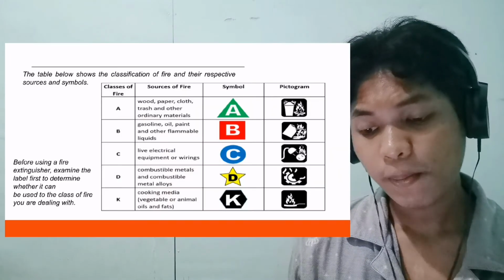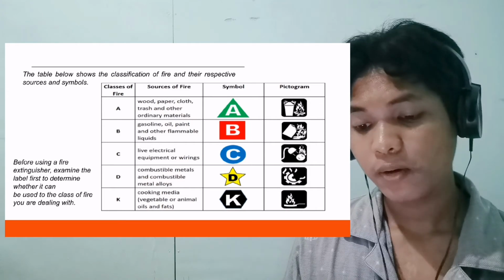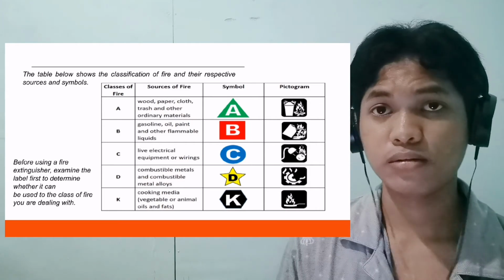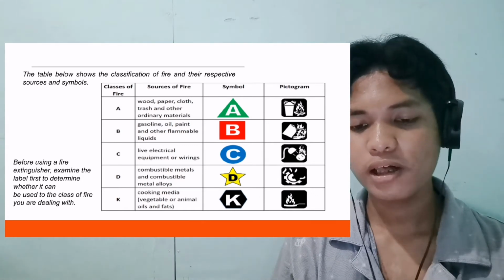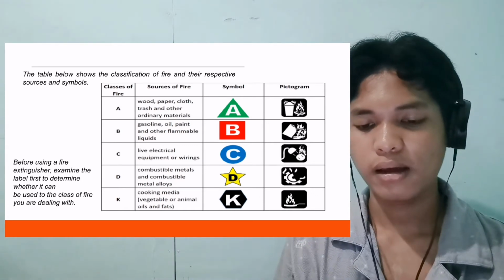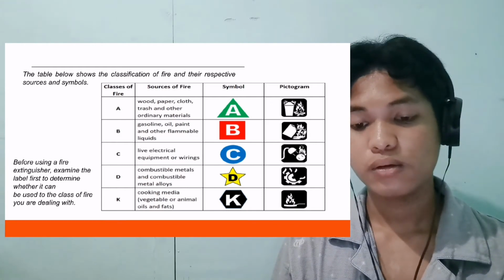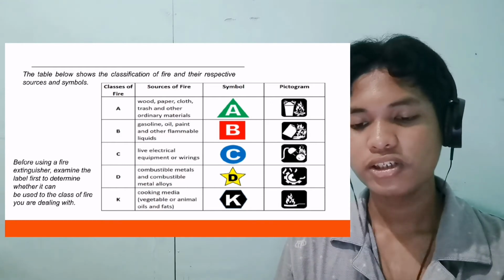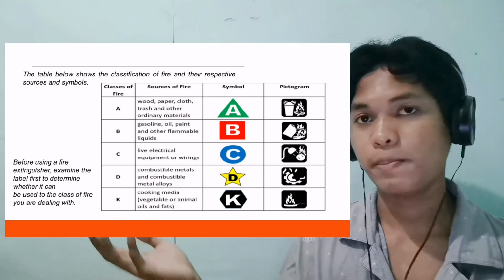Okay. The table here shows the classification of fire and their respective sources and symbols. Let's start from the bottom. The first class of fire is K. The source of fire of K is cooking media or vegetable or animal oil and fats. So this is the symbol and the pictogram.